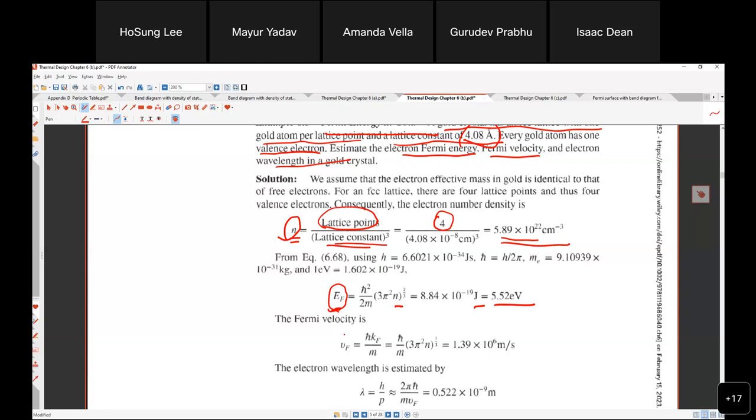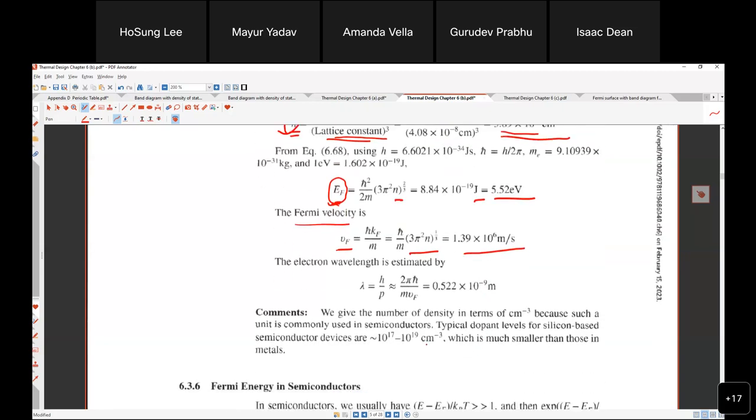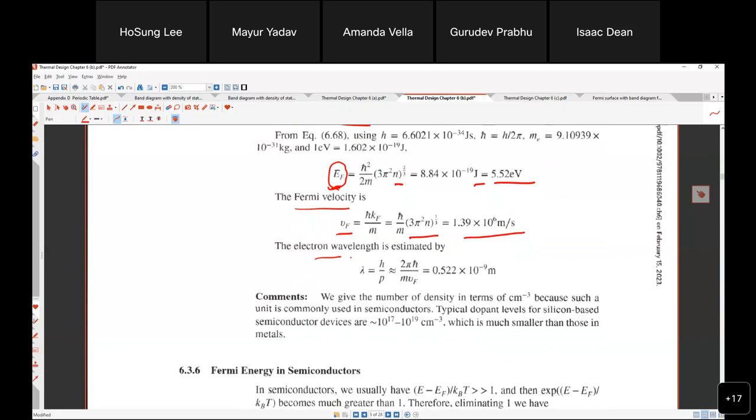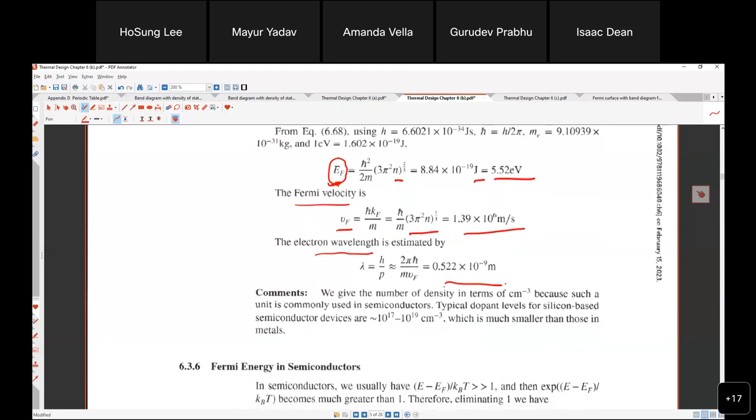And then the Fermi velocity. Once we have the Fermi energy, then the Fermi velocity, yes, we can calculate, 10 to the 6 meters per second. I told you, we calculated it. And electron wavelengths, we calculated it. So smart. Electron wavelengths, we calculated for gold. Amazing. This is amazing.